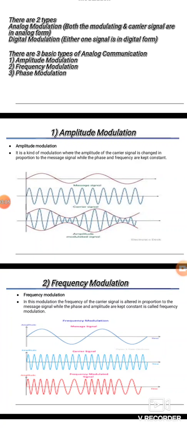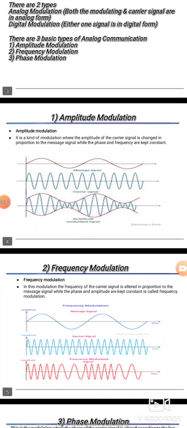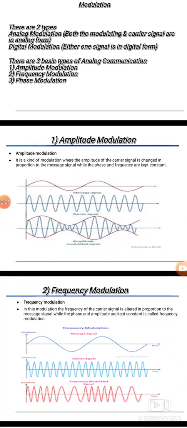And digital modulation means what? Either one signal is in digital form. It can be the modulating signal or it can be the carrier signal. One of the two signals is in the form of a digital signal. That is the concept of digital modulation. Right now we are not going to consider digital modulation. We are going to consider only analog modulation.